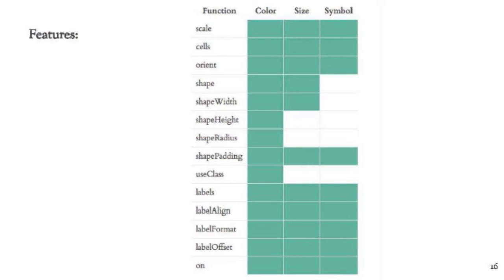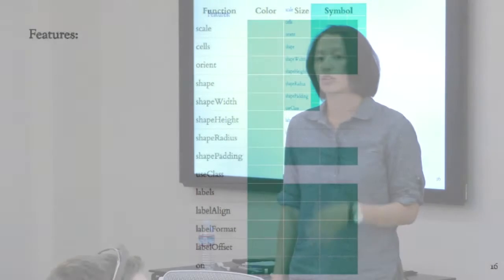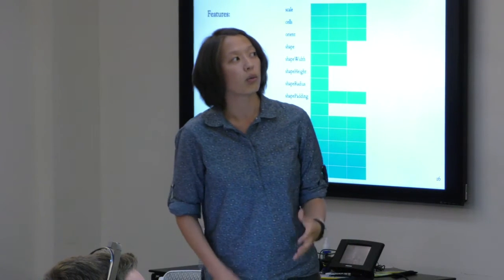And this is just a quick chart. Not all of the functionality or options are available for all three types of legends. And so this is just a quick reference chart if you're using it to know what works with what.